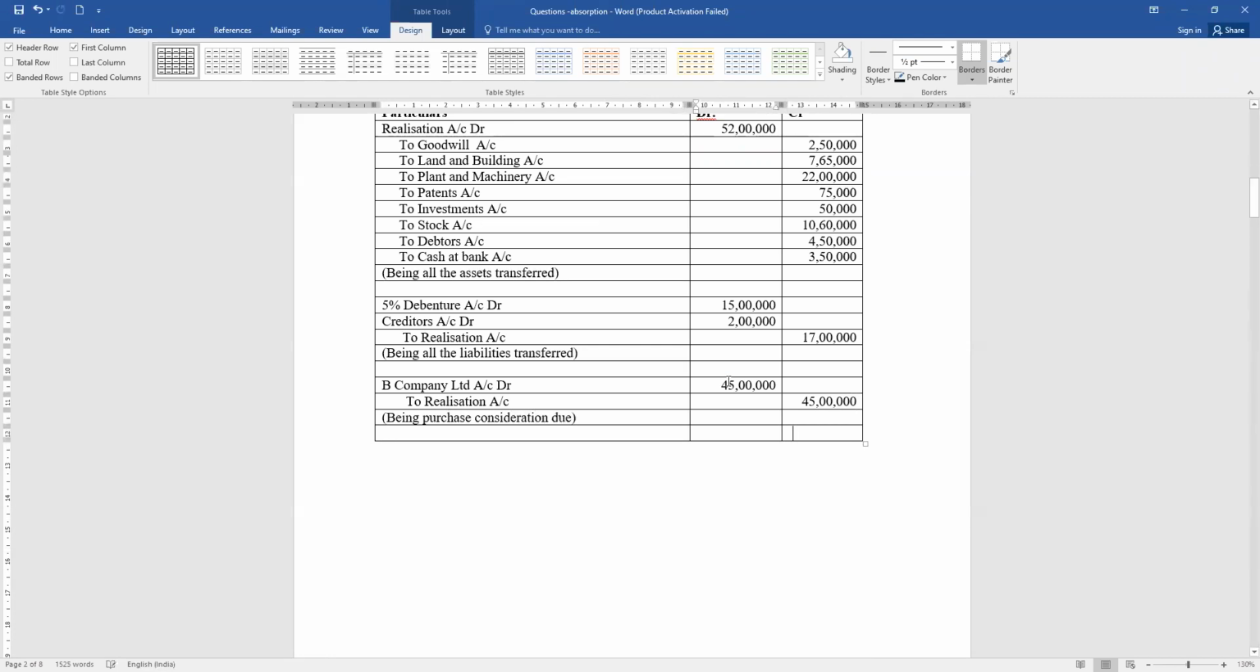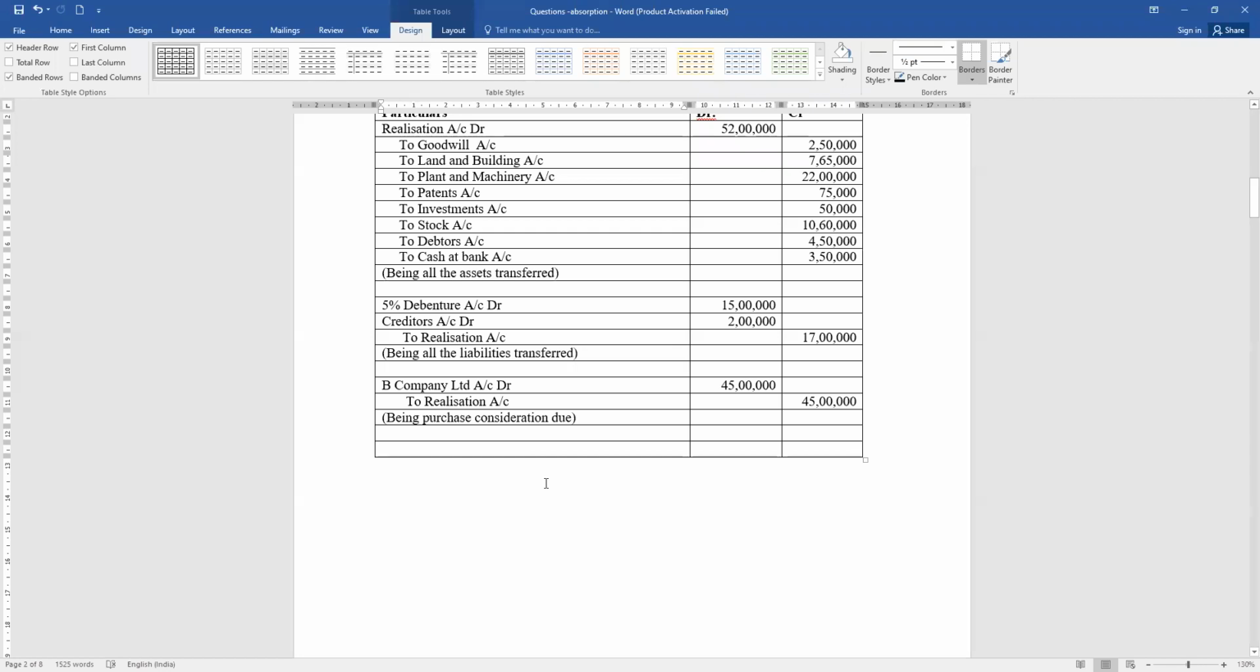Okay, and then the next entry will be if there are any assets not taken over and sold by the selling company, then you have to write the entry. Here all the assets were transferred, so it is not applicable in this problem. Next, any liabilities settled by the selling company, there is an entry. In this problem, all the liabilities also transferred, so this entry is also not applicable. And the fifth entry will be realization expenses. There are no realization expenses, so this entry is also not applicable.